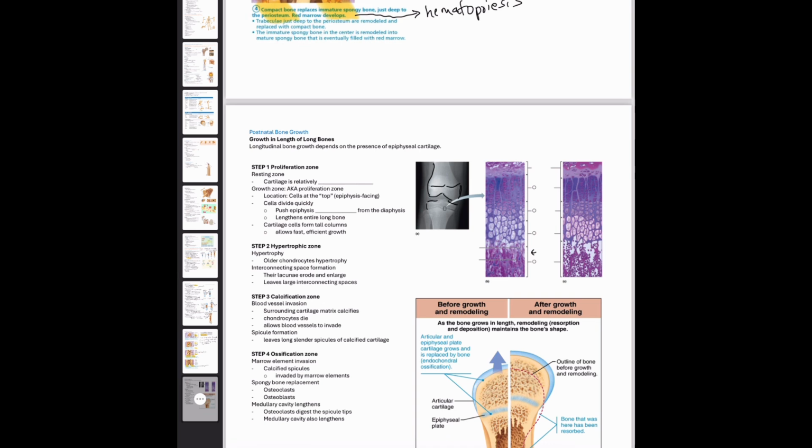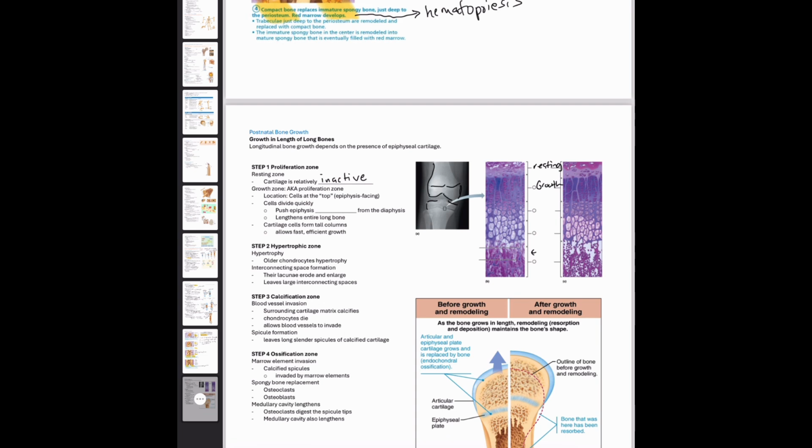So during step 1, you've got two different regions here. Over here, you've got the resting zone, and then over here we have the growth zone. At the resting zone, these different chondrocytes are going to be relatively inactive. Once we get to the growth zone or the proliferative zone, we have all these different chondrocytes, and they're going to rapidly undergo mitosis, further dividing, lengthening the bone.